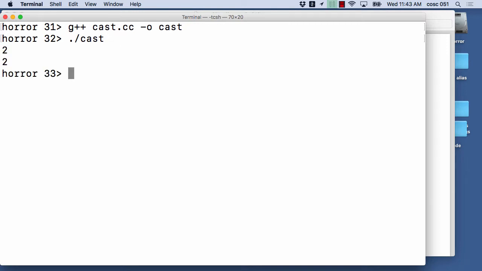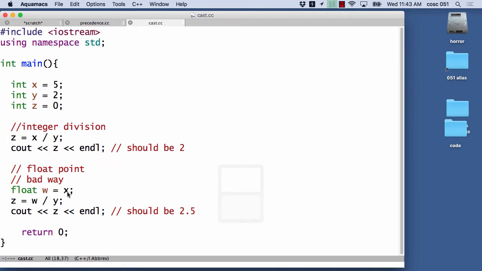Oh, no. It didn't work, did it? What went wrong? Yep. Z is an integer. This is floating point. We changed it to a float, and we did float divided by int, but it didn't work. Why not? Because z is an integer. So remember that. Doing floating point doesn't work.